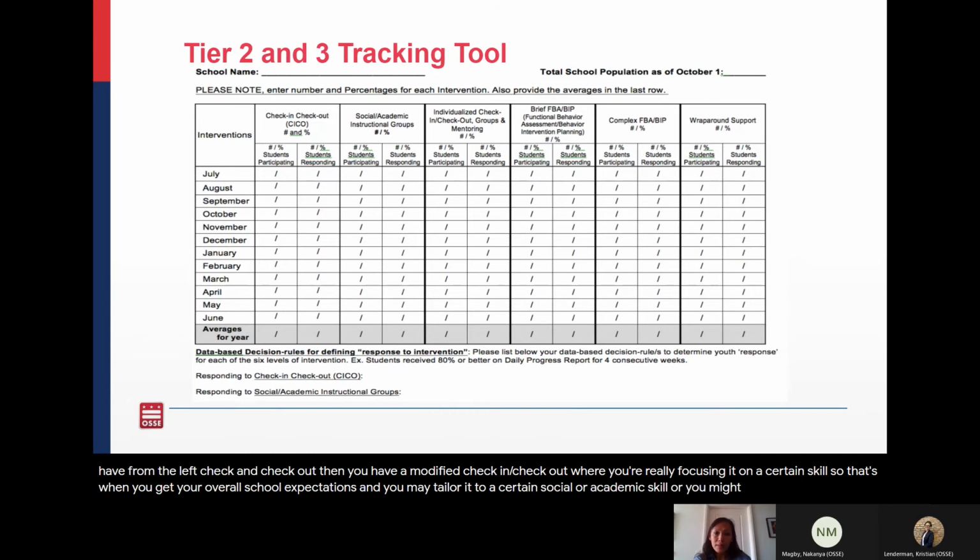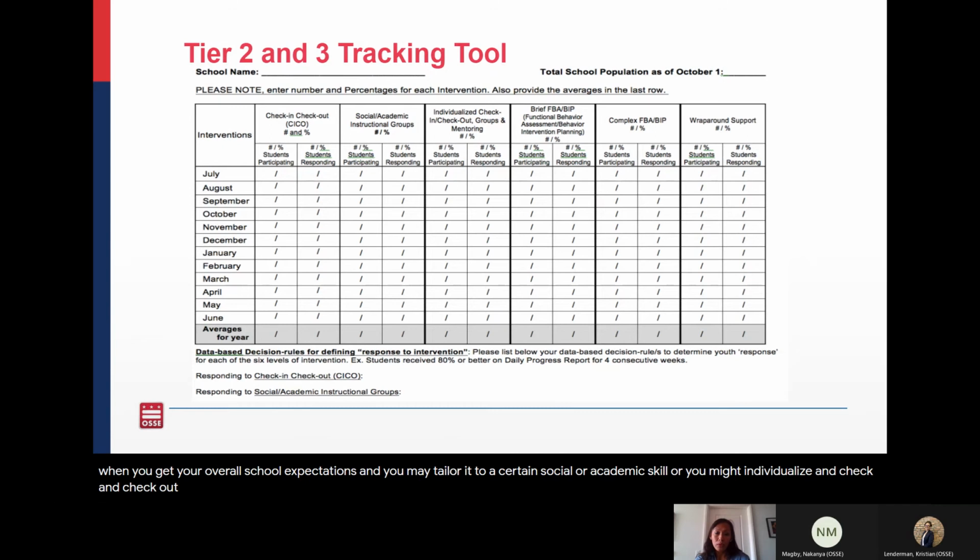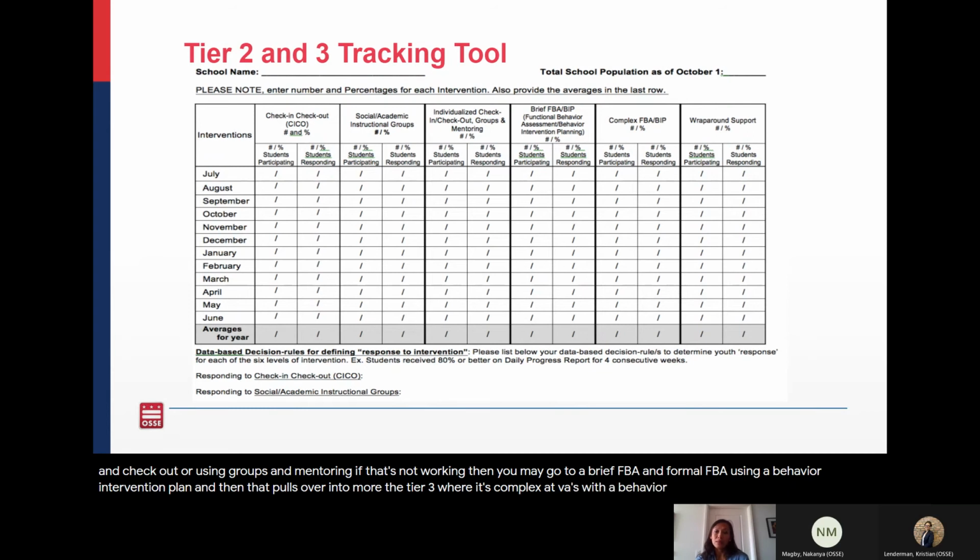Or you might individualize a check in and check out using groups and mentoring. If that's not working, then you may go to a brief, informal FBA using a behavior intervention plan. And then that folds over into tier 3, where it's complex FBAs with a behavior plan as well as wraparound support. So it's that continuum of a tier 2 and tier 3 tracking tool.